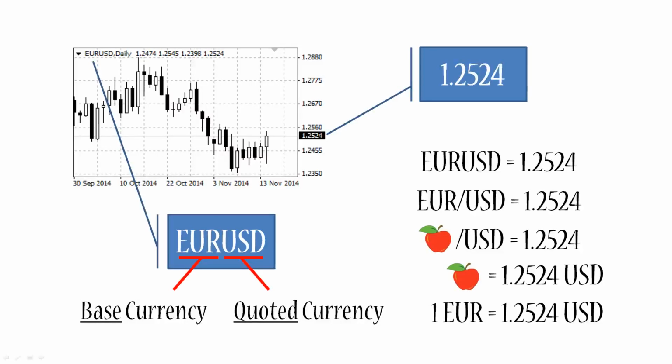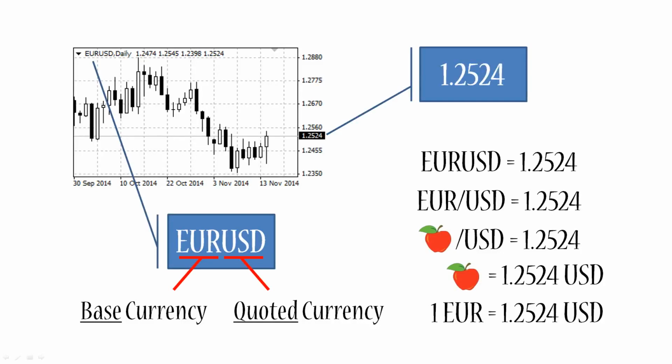And now if we go back to the euro, we can quickly understand that the chart in fact represents the price of one single euro in terms of US dollars. So this means that at the point in time when the snapshot was taken, for 1 euro you would get 1.2524 US dollars. And conversely, to buy 1 euro, you would need 1.2524 US dollars.